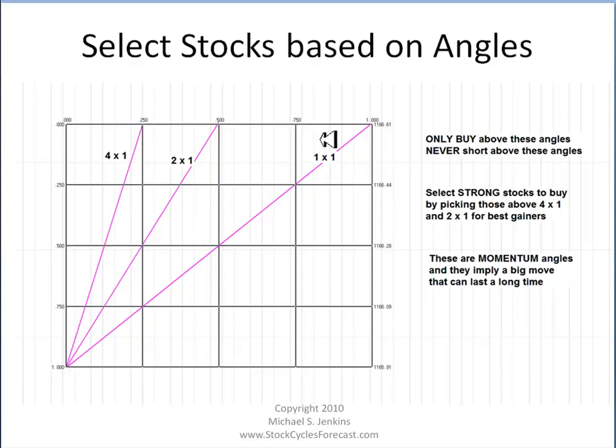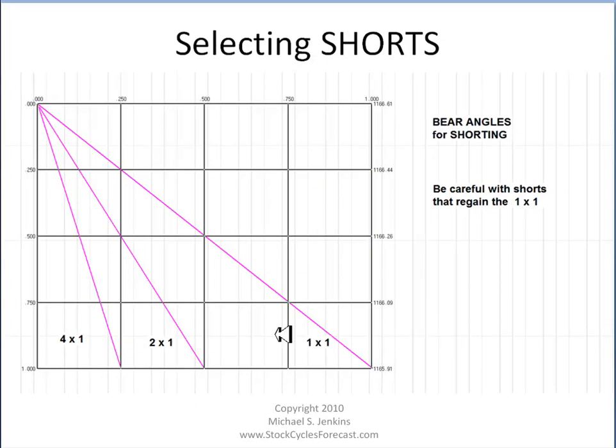We do not short these stocks. These are stocks that when they break angles, we want to stop ourselves out of longs and look to buy a dip. The ones that we want to short look like this. These are angles where stocks are going down and down and down, and if they're going by a steep 4x1, even if they break above that angle, they'll only go up to the 2x1 before they fail and come down again. So these are stocks that we select for shorts.